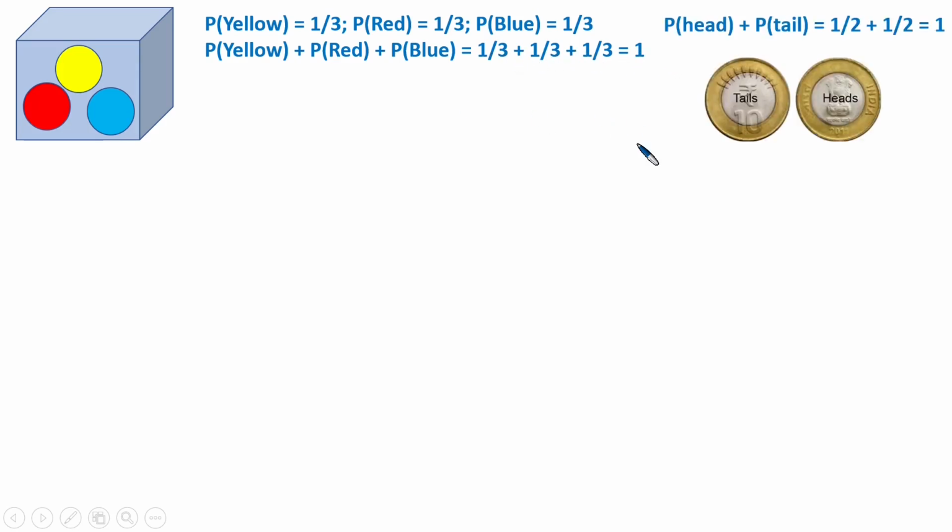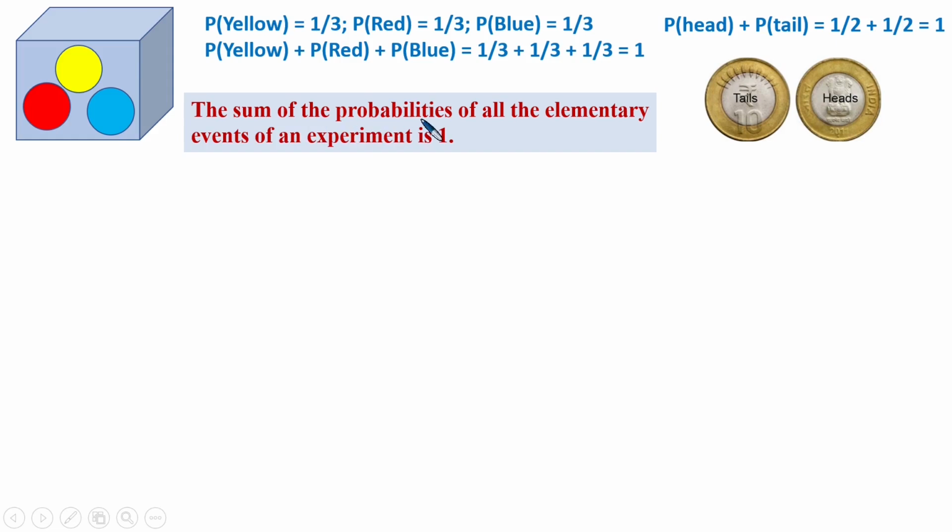that is 1. Now in case of coin, suppose you toss, the probability of getting head is 1 by 2. These are all theoretical values, and probability of tail is also 1 by 2. So total, if you sum these two probabilities, it should be equal to 1. So one can say that the sum of the probabilities of all the elementary events of an experiment is 1. If you add all of them, the probability will be equal to 1.